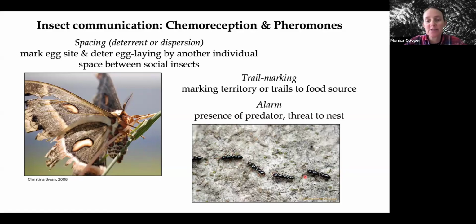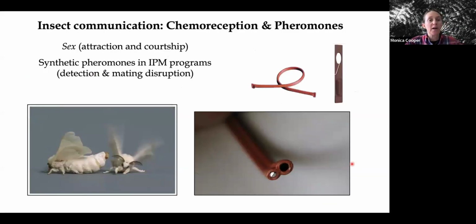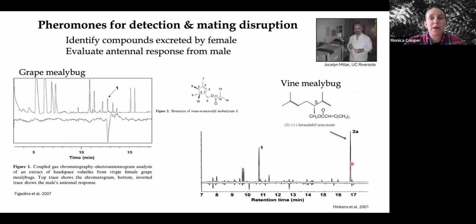Anyone who's ever watched ants or had ants invade their house has probably seen a trail pheromone. There have been over the years some trail pheromones that have been synthetically produced in order to increase recruitment to toxic baits. Alarm pheromones are also produced by insects to respond to the threat of a predator or some other kind of threat to the nest. Sex pheromones, which are used in attraction and courtship, are probably the most common pheromones that we use synthetically in IPM programs. And we use them both for detection and for mating disruption. And the process by which we use these is laid out here.